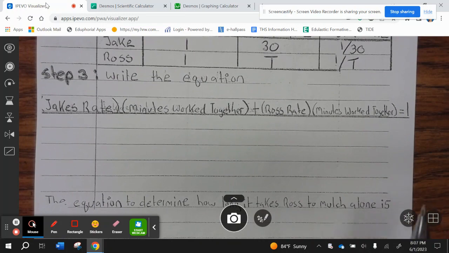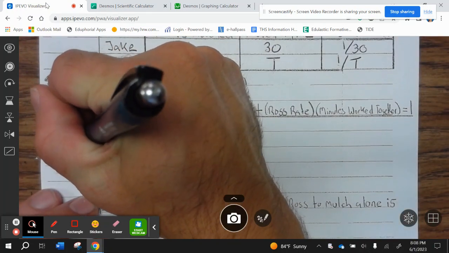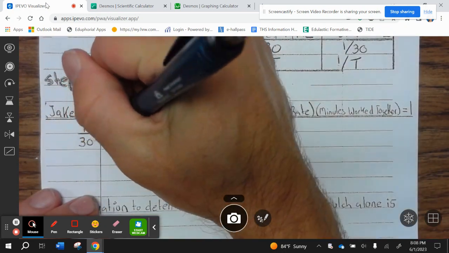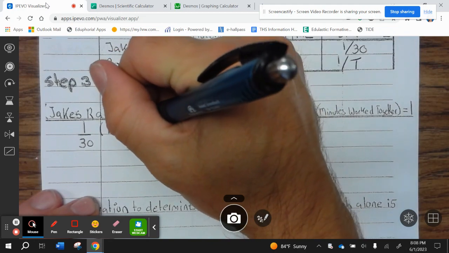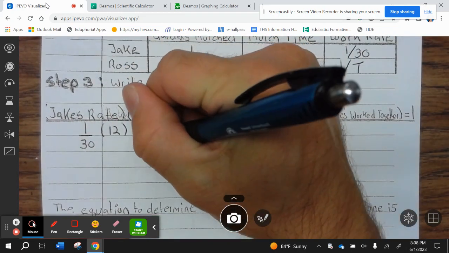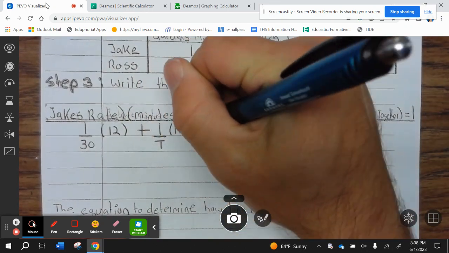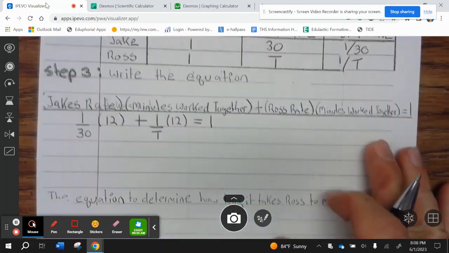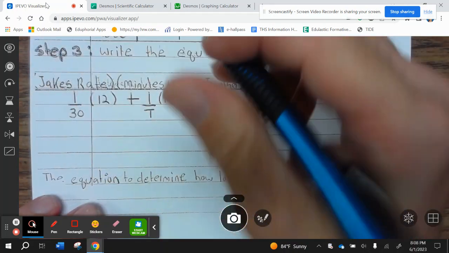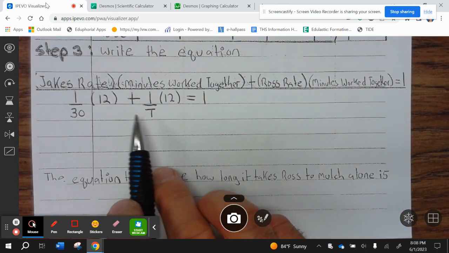So Jake's rate, we know, is 1 divided by 30 times 12, plus Ross's rate, which is 1 divided by t because we don't know his time, times 12 equals 1. So now let's go ahead and solve. We have to multiply by the common denominator of 30t.